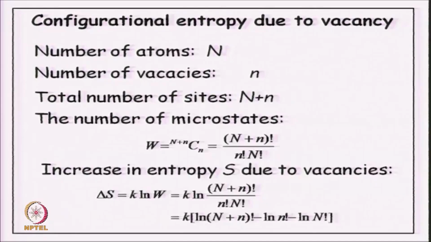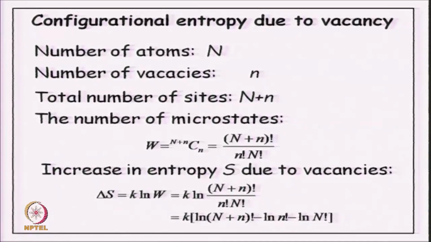So far so good, but these numbers, the factorials, the argument of the log, N plus n factorial, is a very large number. We are talking of an atomistic system. So, even a mole, Avogadro number of atoms, will be 10 to the power 23 atoms. So, this will be a very large number.